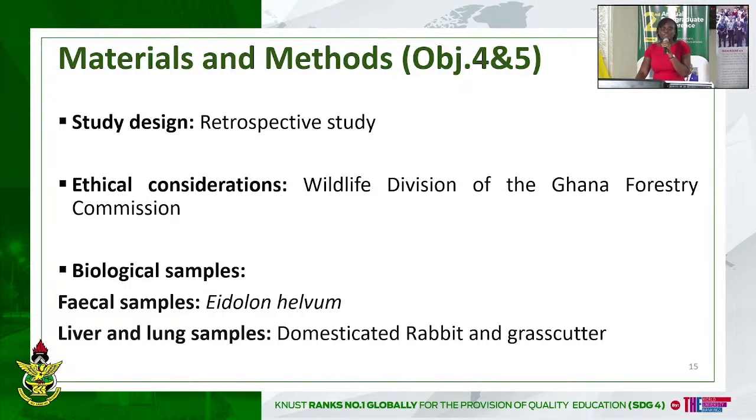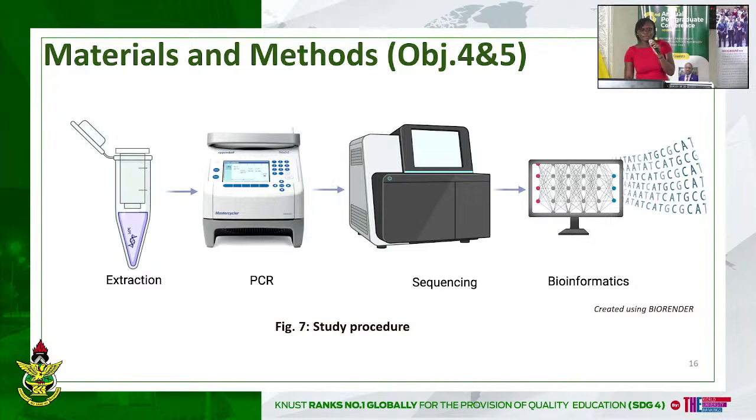Objectives 4 and 5 are a retrospective study. Permission to sample from these animals was sought from the Wildlife Division of Ghana Forestry Commission. For objective 4, I'll be using the Eidolon helvum fecal samples, and for objective 5, liver and lung samples from domesticated rabbits and grass cutters. About half of the laboratory analysis for objectives 4 and 5 has been conducted, which is extraction and screening for major zoonotic viral families. We are yet to sequence the positives and the negatives as well, and then analyze using bioinformatics.